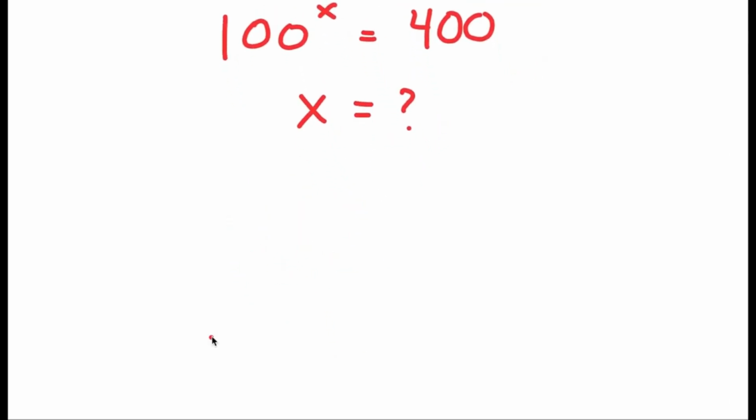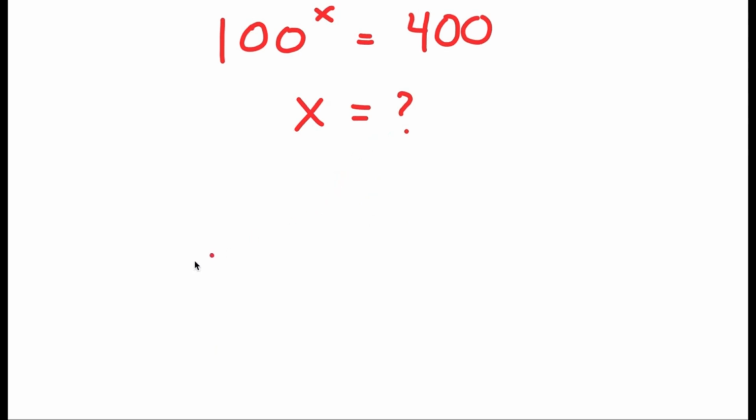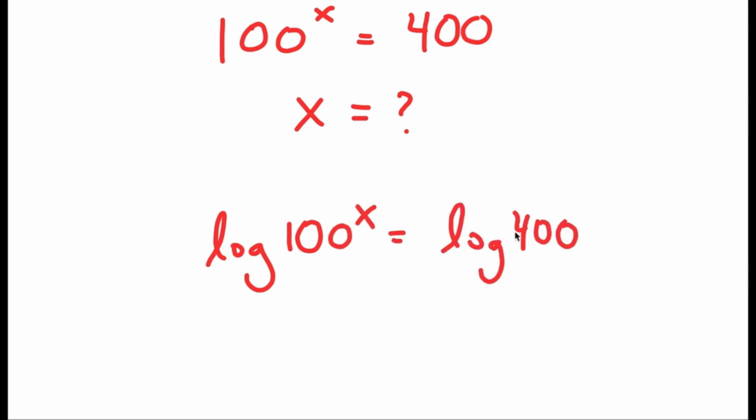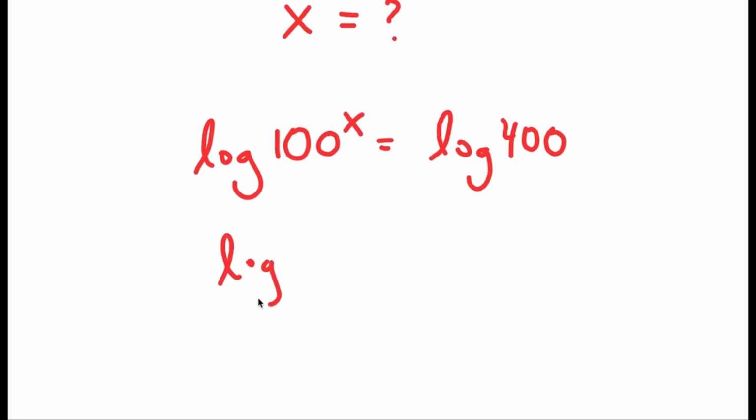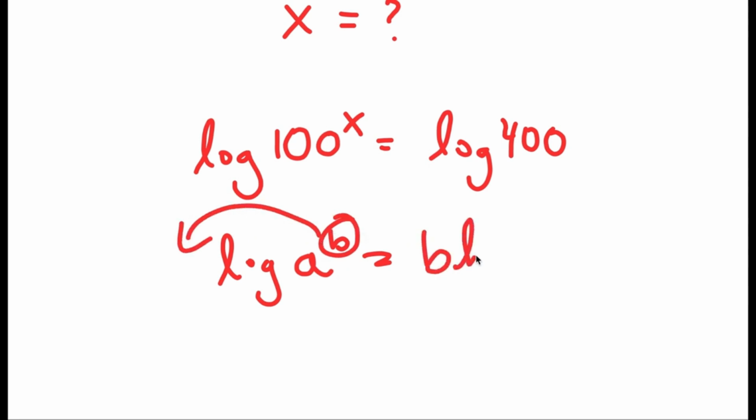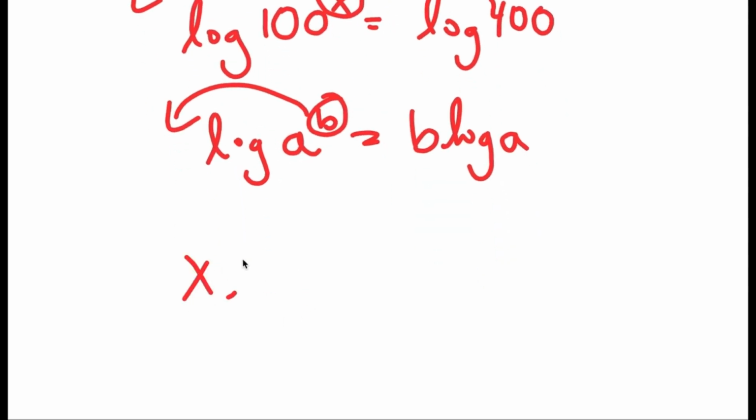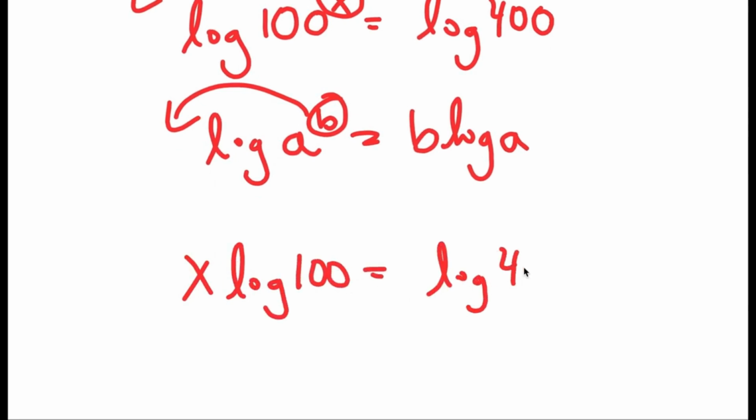So to solve this, what I'm going to be using is logarithms. So I'm going to first start by taking the log on both sides. So I get log of 100 to the power of x is equal to log of 400. And if I have something in the form log of a to the power of b, I can move this exponent of b to the front, so I get b times log a. In this case, I have log of 100 to the power of x. I can move x to the front, so I get x times log 100 is equal to log 400.